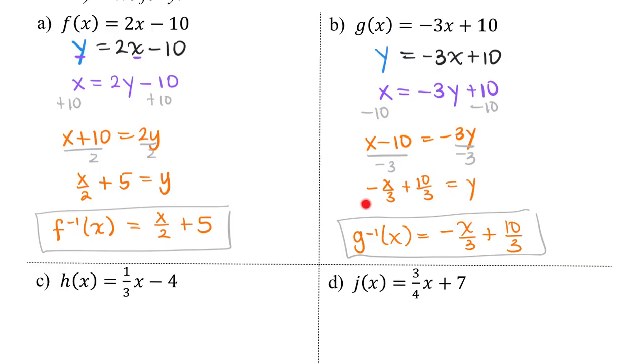Once I got to y equals, I'm done solving, but then I need to remember what am I trying to find. I'm trying to find g inverse, because this is g, so I renamed it g inverse of x equals negative x over 3 plus 10 over 3.